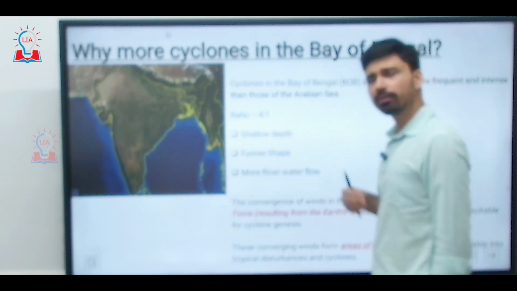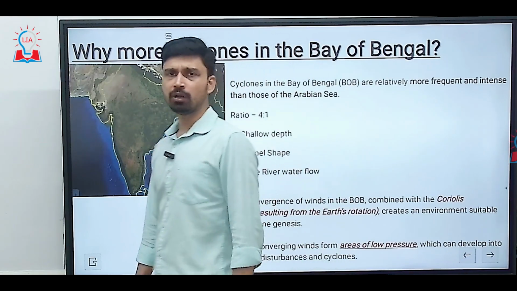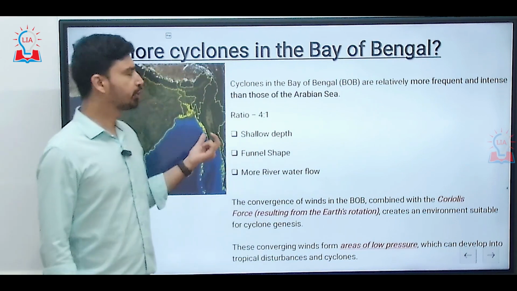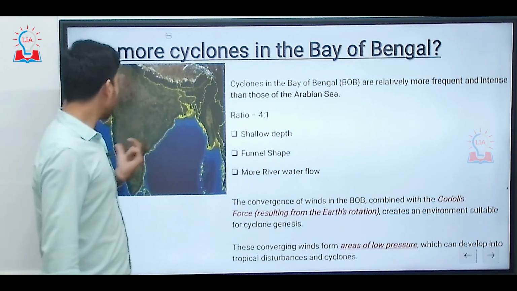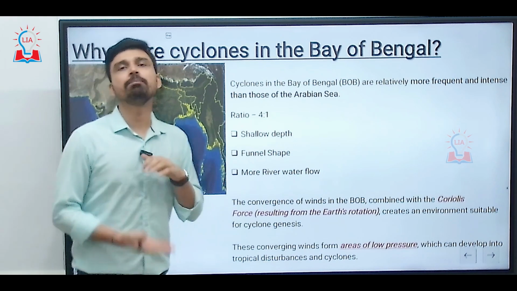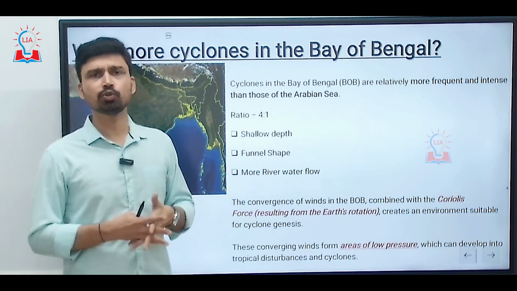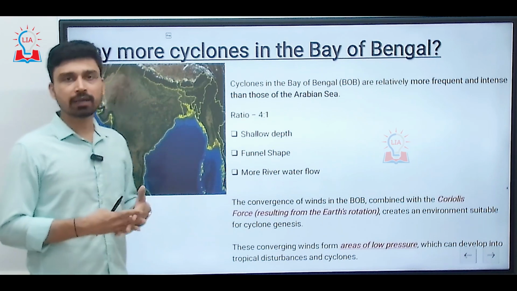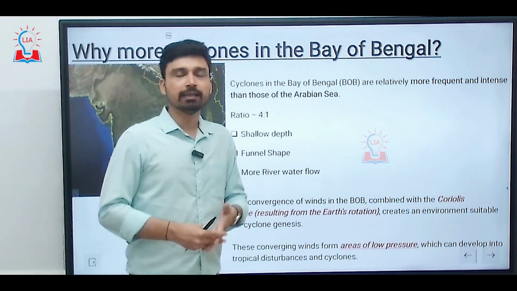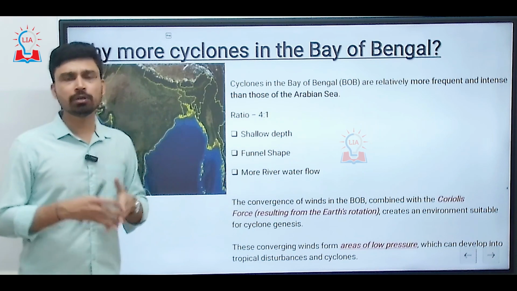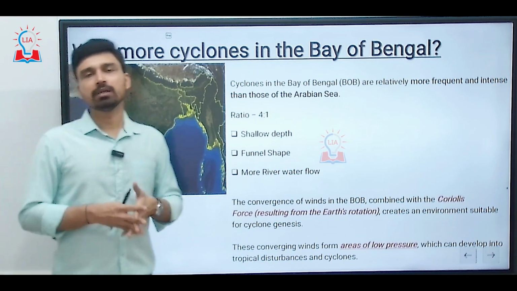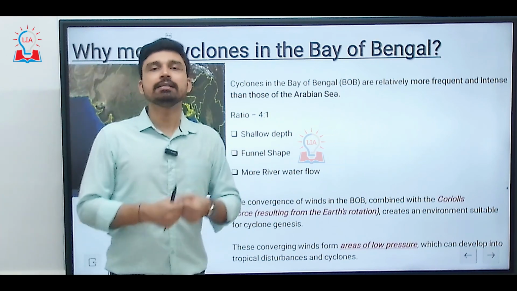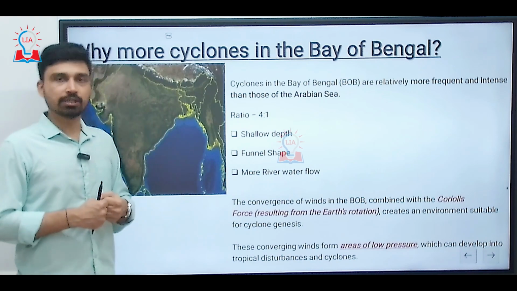The reason why a higher number of cyclones develop in Bay of Bengal is, first of all, it has shallow depth as compared to the Arabian Sea. So due to this, the sea surface temperature of this particular part of sea is much higher, which is a very conducive factor for development of tropical cyclone. That means higher the sea surface temperature, more the probability of development of tropical cyclone, and high intensity also can be associated with such systems.